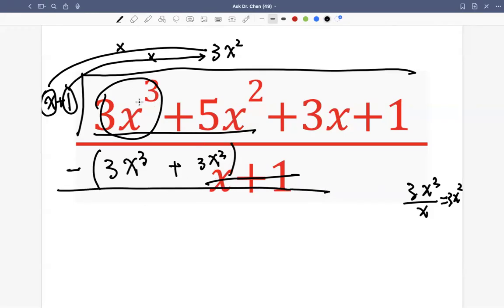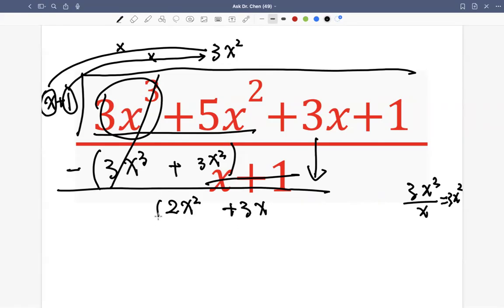When we subtract, we get rid of 3x cubed because 3x cubed subtracted from itself becomes 0. If it's 0, we don't really need to write it. We just ignore this 0 because we're going to get 0 plus 5x squared minus 3x squared, which is 2x squared. Well, 0 plus anything is anything, so we don't really need to write this 0. So 0 can be ignored here. Then we take the next term down. Next term is 3x, so we take it down. So you have two terms.